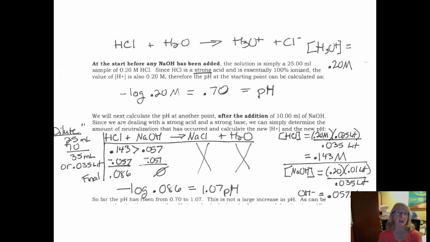Okay, so before I've added any NaOH, simple. I take the negative log of the initial hydrogen ion concentration of the hydrochloric acid, and I find the pH is 0.7.